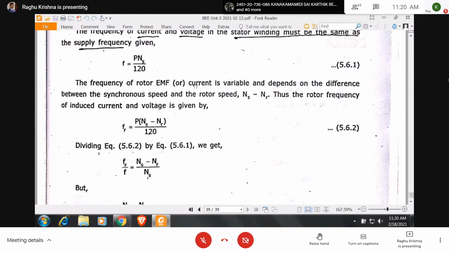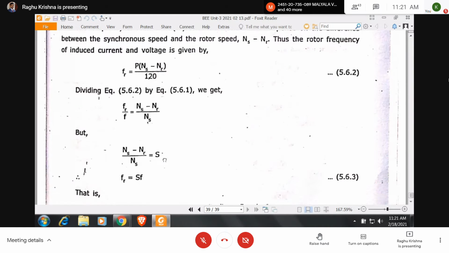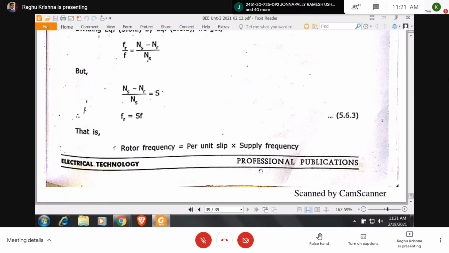So, if you divide these two equations, you are going to get finally Fr equal to S into F. So here this becomes S. So rotor frequency is equal to per unit slip into supply frequency, or simply slip into supply frequency. So rotor frequency Fr equal to S into supply frequency.